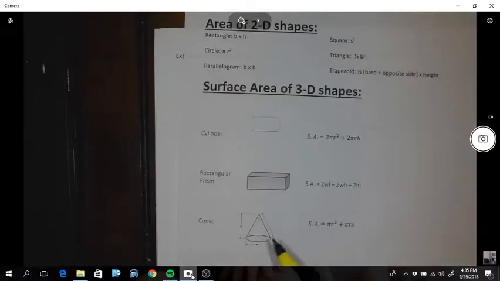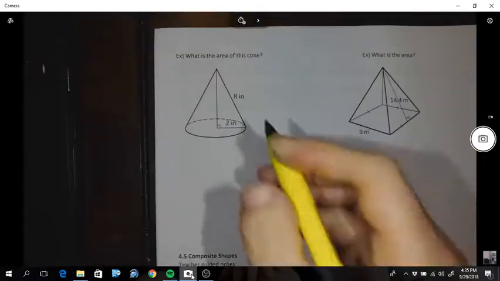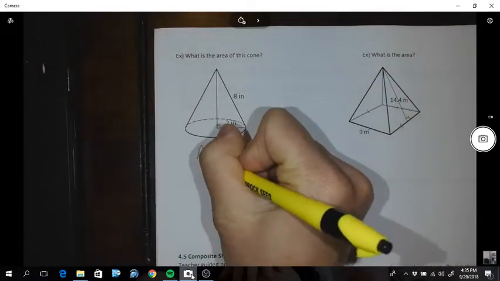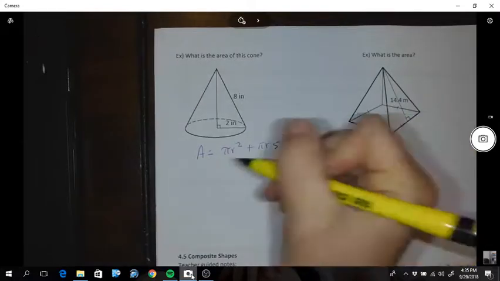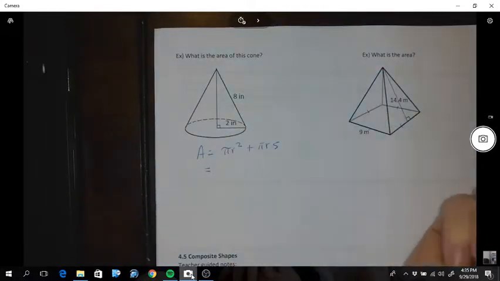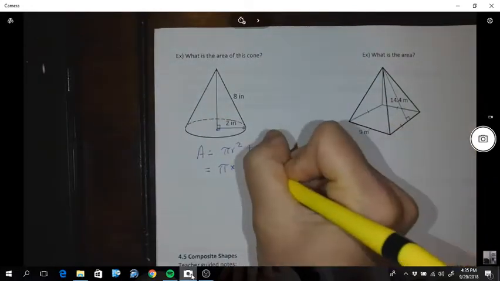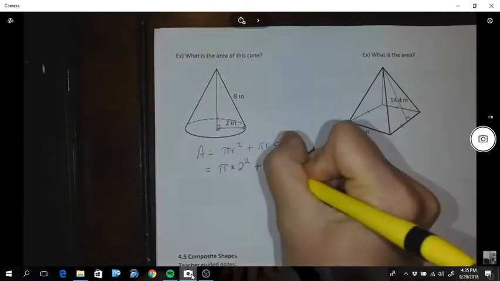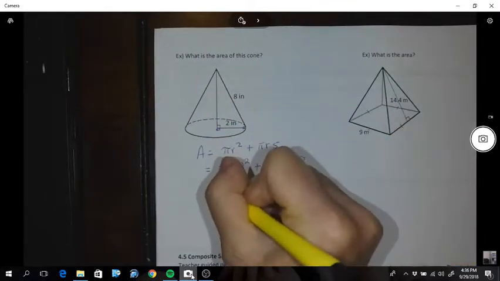So let's go to a cone. Okay, so the area is pi r squared plus pi rs, and the s is representing the slant. So the slant is this, the angled down part. Okay, so I'm going to write that out. Pi r squared plus pi rs. Okay, so in this cone we have pi times our radius, it's 2. So 2 squared plus pi times 2 times, and our slant is 8.